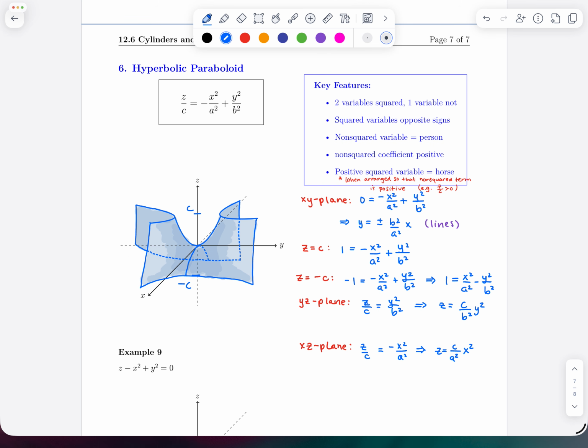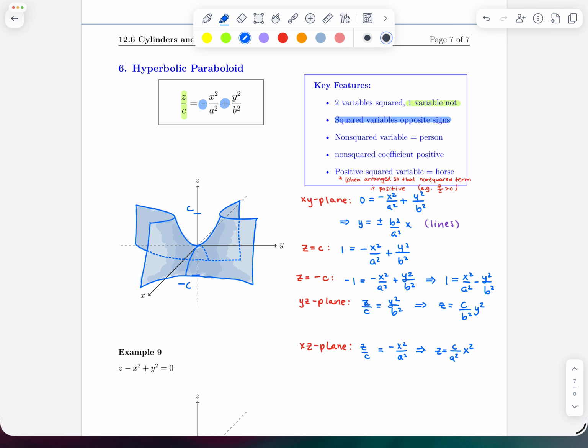Now, to explain what's going on with a hyperbolic paraboloid, first of all, we know that it is a paraboloid because of the fact that we have a non-squared variable. So that is the key here. We've got one variable that is not squared. Now, the way we know that it's hyperbolic is because the signs on my squared terms are opposite one another. So that is key. That's the distinction between an elliptic paraboloid and a hyperbolic paraboloid.